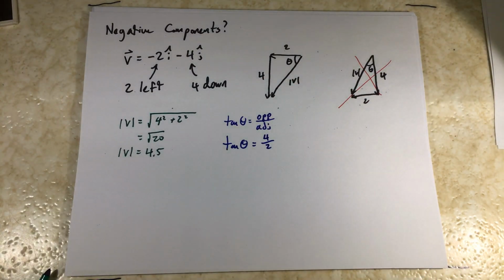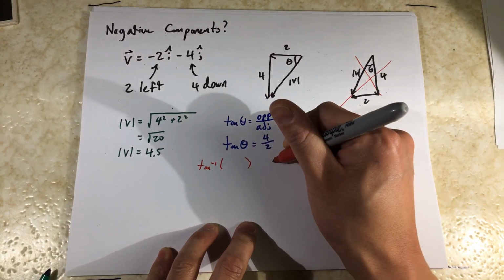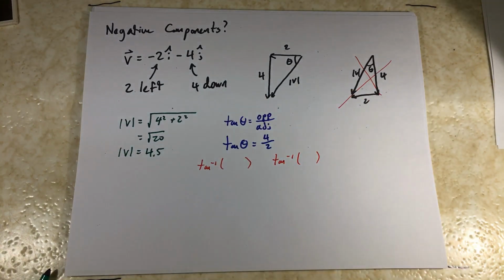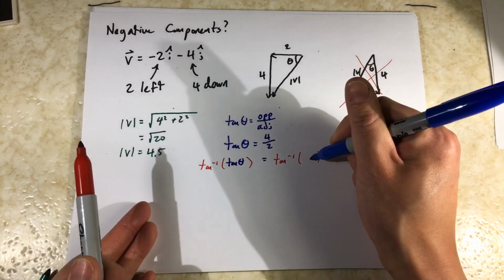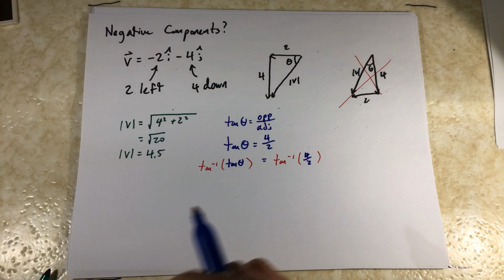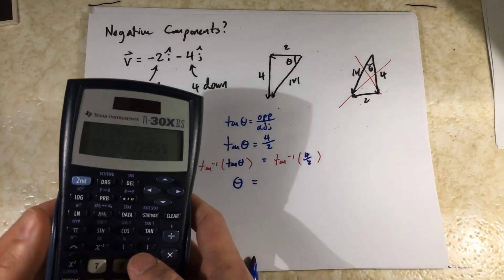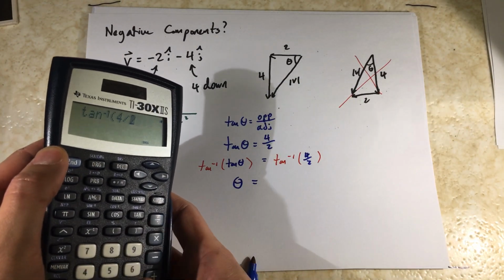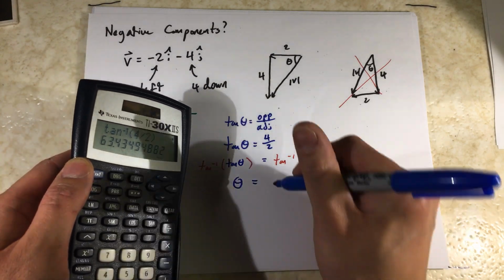So if I take the tan inverse of both sides, this side is equal to theta. This side is tan inverse of 4 divided by 2, or tan inverse of 2. Here, I'll just write it 4 over 2. You get 63.4 degrees.